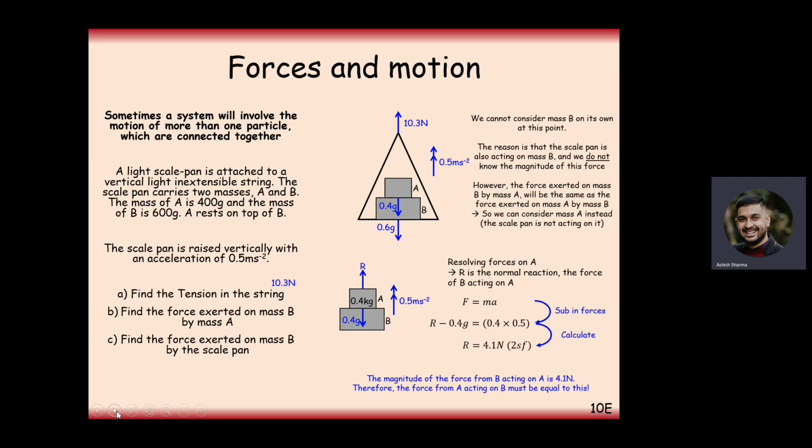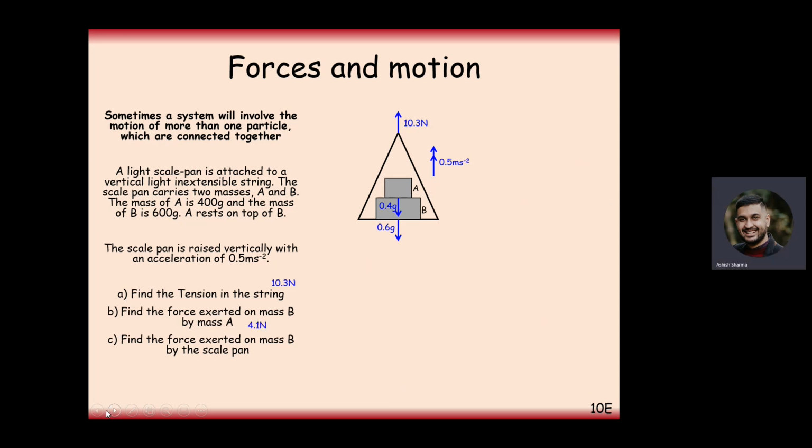That is the magnitude of the force from B acting on A. And therefore 4.1 newtons would be the force from A acting on B, because Newton's third law pairs will be the same, because they're staying together.